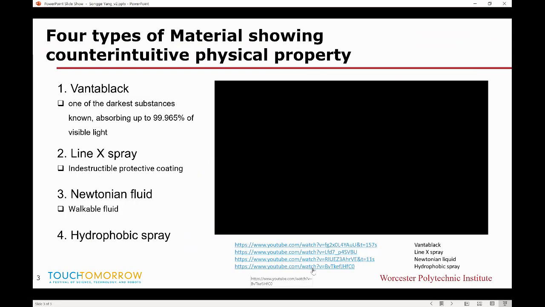Then in this slide, I'm going to introduce 4 types of material showing conductivity physical property. The first one is the Vantablack, the second one is the Rust-Oleum spray, the third one is the Newtonian fluid, and the fourth one is hydrophobic spray.